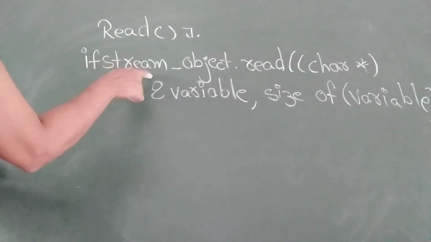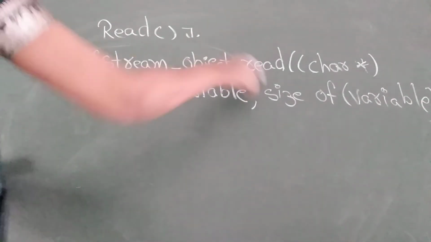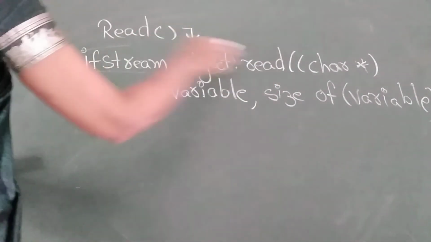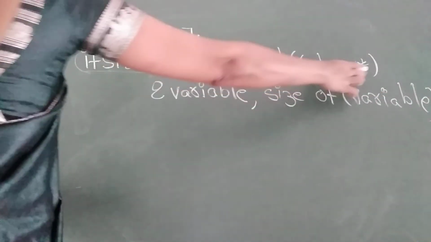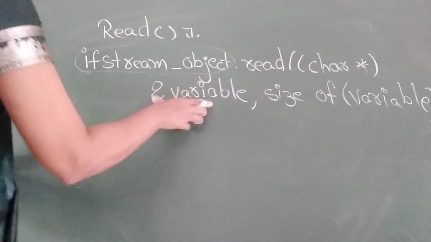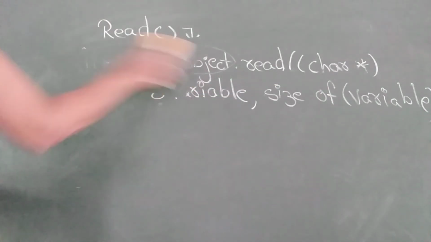Okay. So in order to read, we use the ifstream object. We wrote read off. You can see this off from here to here. Inside this off, there is the character value, the address of the memory location, and the size of that memory location. Now we will see an example of the read off function.